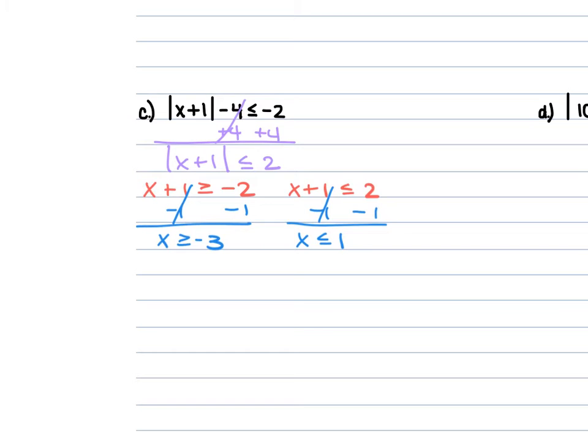So look at this. This is an and statement, so we're going to have -3, x, and 1. Signs open to the x, signs open to the 1. On our number line, -3, -1, 1, 3. We are going to have closed circles on both the -3 and the 1. And then those lines are going to go in towards each other.